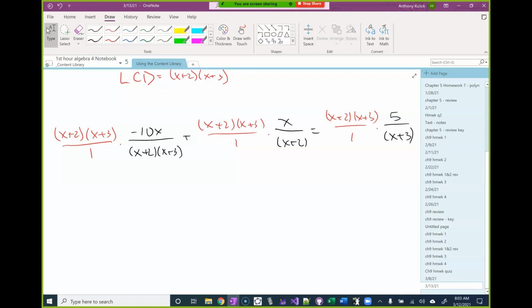So let's reduce these, since we have like 3 little multiplication problems going on. In this first multiplication problem, the x plus 2's and the x plus 3's can cancel, and I'm left with just negative 10x. In the second pair, the x plus 2's cancel, and I'm left with x times x plus 3. And in the last piece, the x plus 3's cancel, and I'm left with 5 times x plus 2.